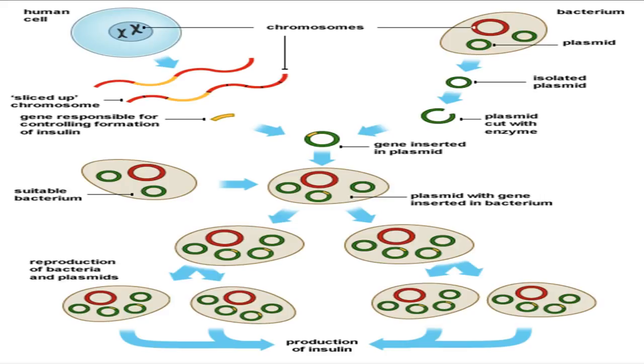As we see in the picture, we take the gene responsible for producing insulin from a human cell and insert it in a plasmid. After the reproduction of bacteria, they can produce insulin the same way the human cell did. That's why we say DNA is universal.